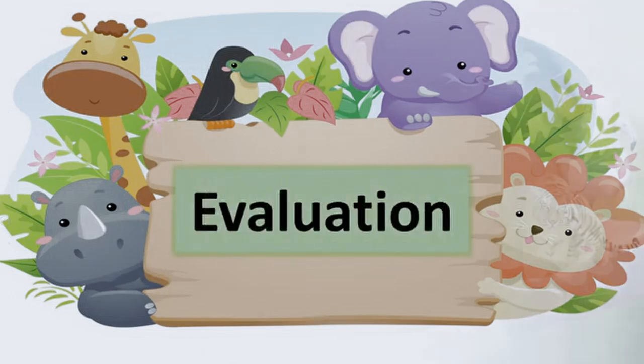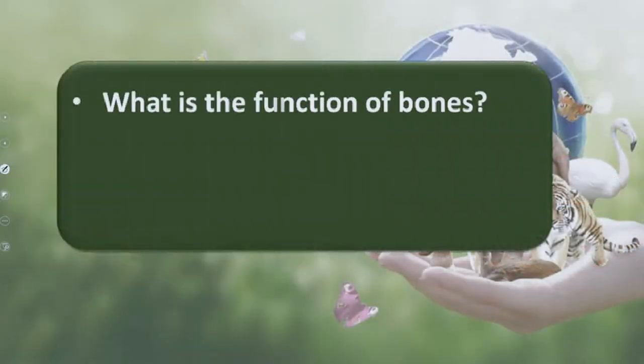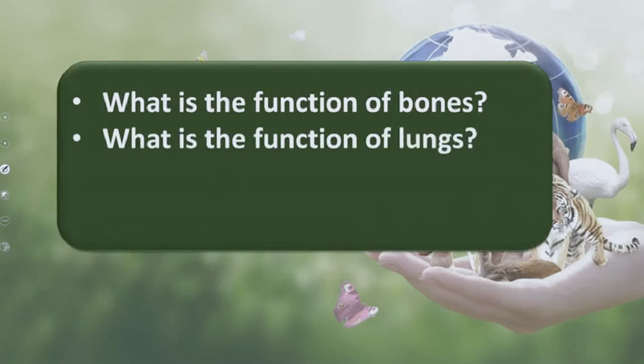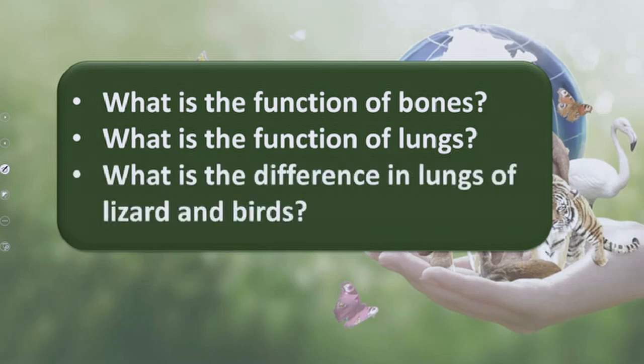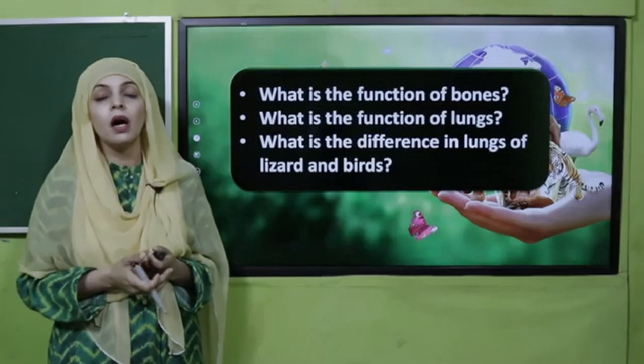So my dear students, now is the time for evaluation. Quickly listen to the question and then answer. What is the function of bones? It provides support and framework to the body. Then what is the function of lungs? They are the breathing organ and they help in the gas exchange. What is the difference in lungs of lizards and birds? Lizards have lungs with larger air spaces, whereas birds have multi-lobed lungs.